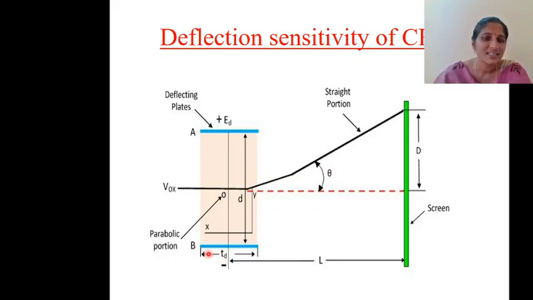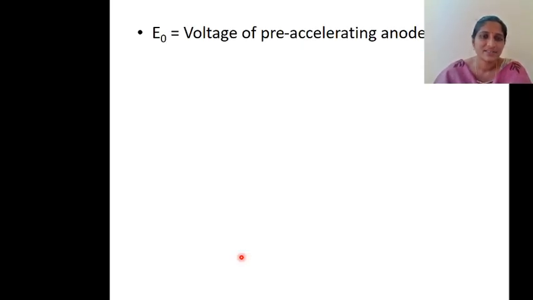Small l_d is the length of the deflecting plate. Now we shall discuss how you are going to derive this equation.